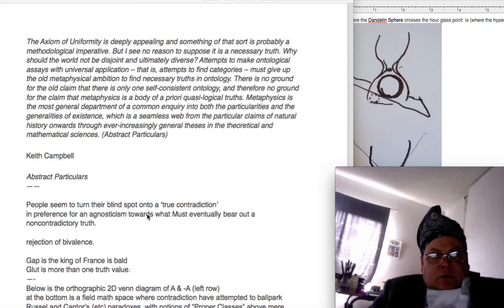There is no ground for the old claim that there is only one self-consistent ontology, and therefore no ground for the claim that metaphysics is a body of a priori quasi-logical truths. Metaphysics is the most general department of a common inquiry into both particularities and the generalities of existence, which is a seamless web from the particular claims of natural history onward through ever-increasingly general theses in the theoretical and mathematical sciences." Abstract Particulars by Keith Campbell, Abstract Particulars.